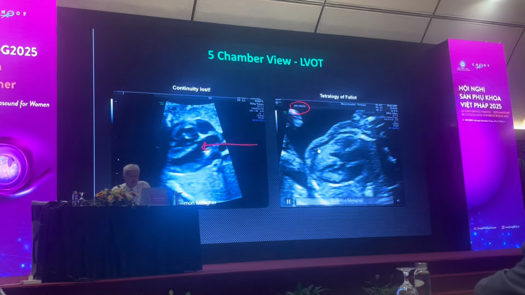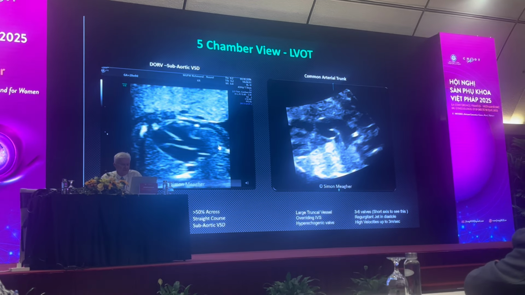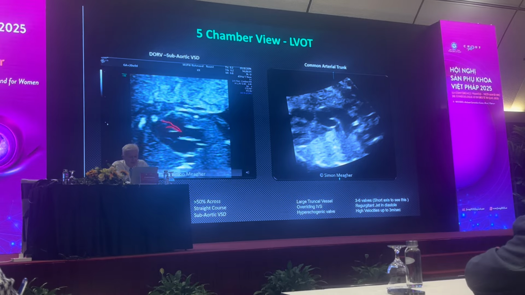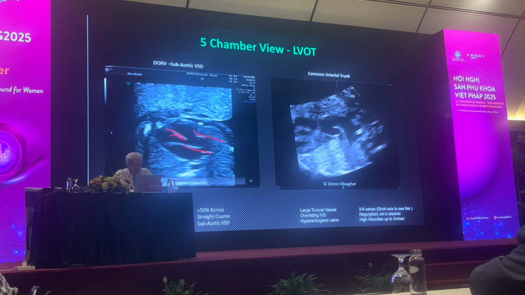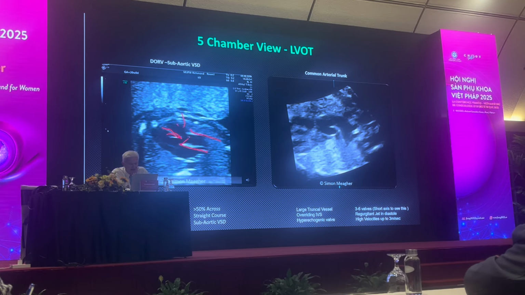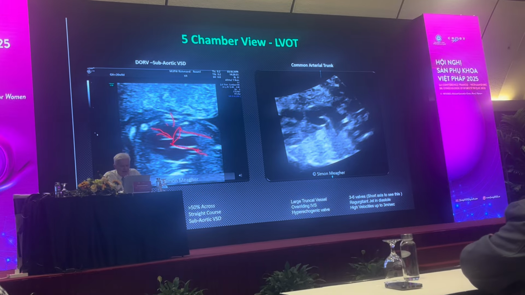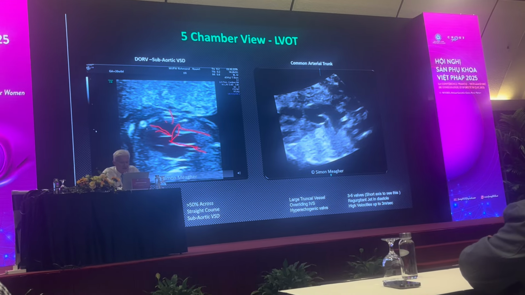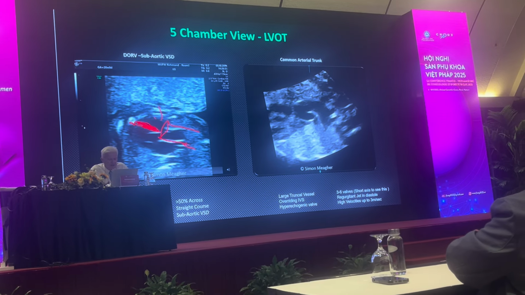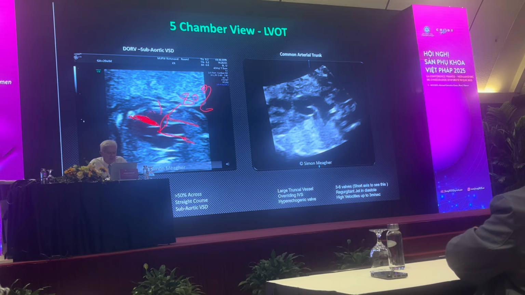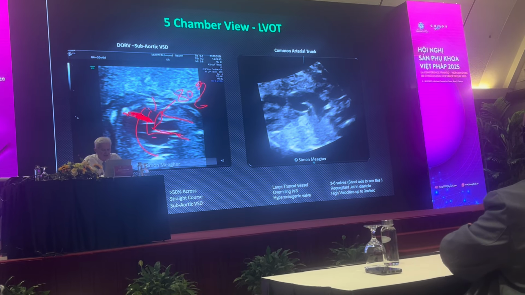In this baby, when you look at the interventricular septum, the aorta comes more out of the right ventricle than the left. And this is a case of a double outlet right ventricle. Because this is the aorta, and 80% of the aorta is coming out of the right ventricle. And also the pulmonary artery is coming out of the right ventricle.